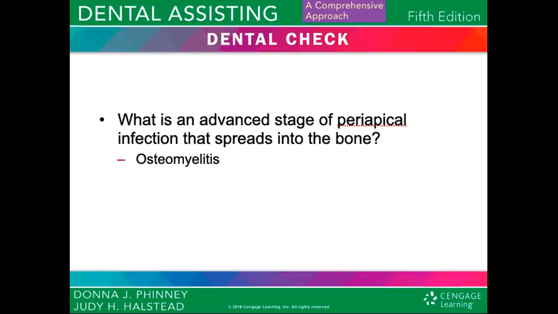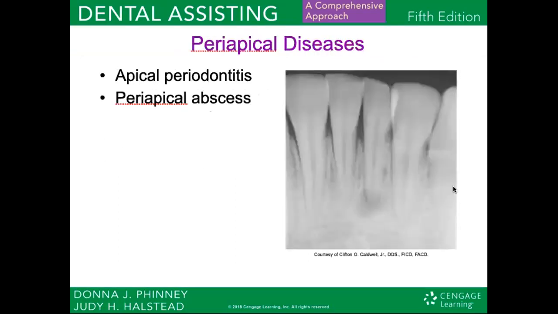So, what is an advanced stage of periapical infection that spreads into the bone? Remember, we spoke about this. This is called osteomyelitis, and that is when you look at the tip of the root and you see that radiolucent area in the bone itself, indicating involvement of the bone.